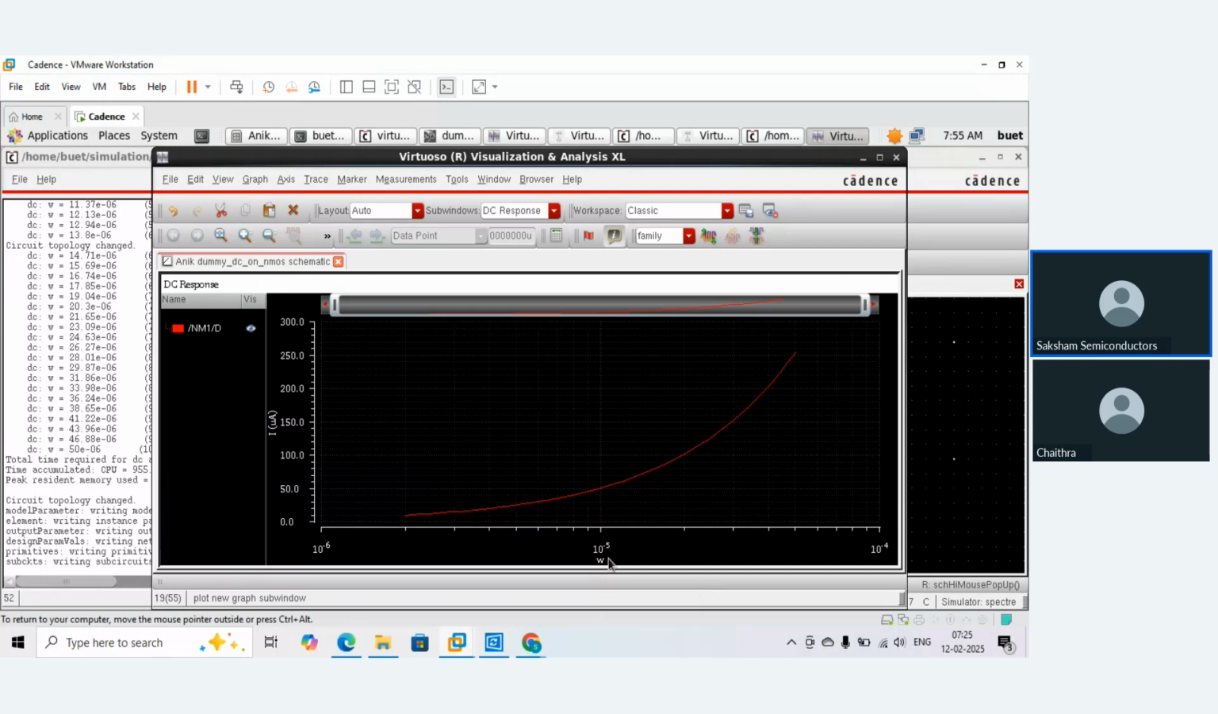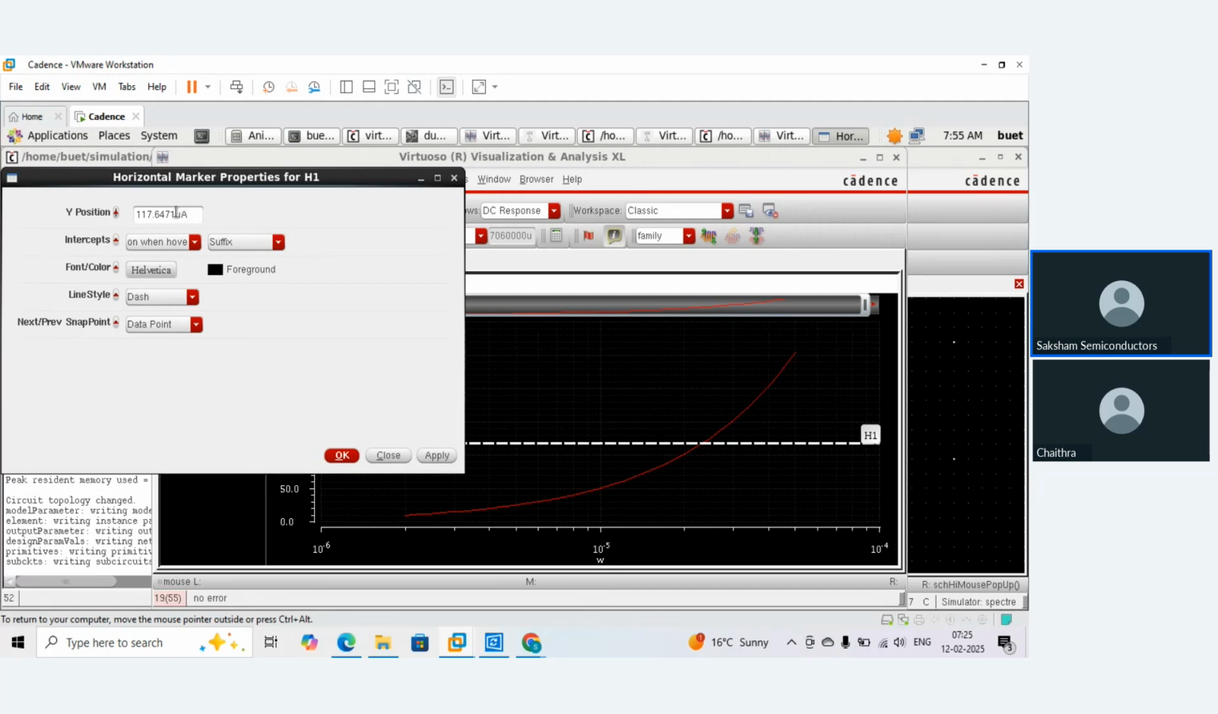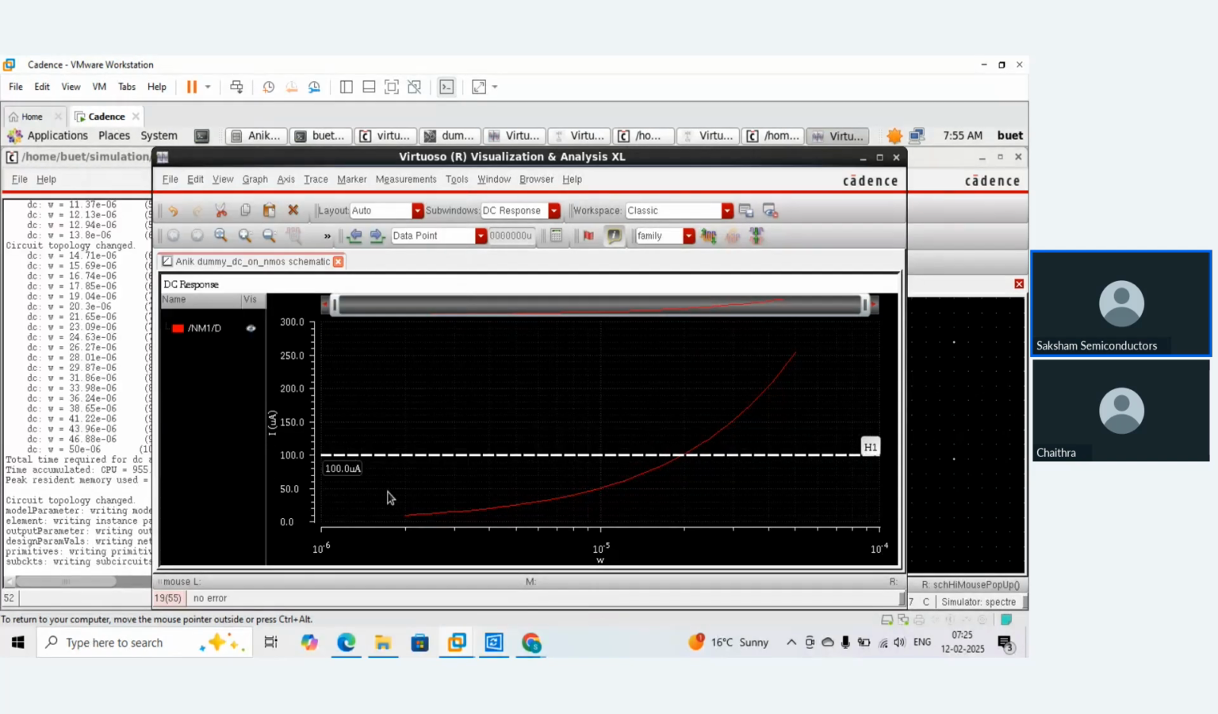Now here, if you see, this is width versus current. I'll press H for the horizontal line, click on it, and press Q. It will open up this marker window. I'll set this y-axis position to 100 and say OK. So this is cutting the graph at a particular value. If you see over here, 100 microampere is cutting. I'll just press M over here. It will mark.